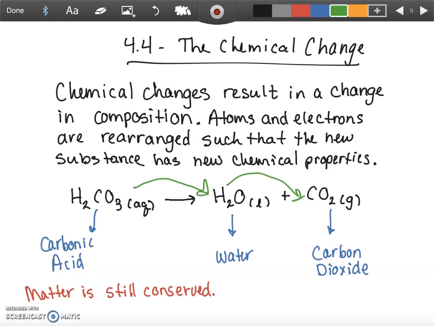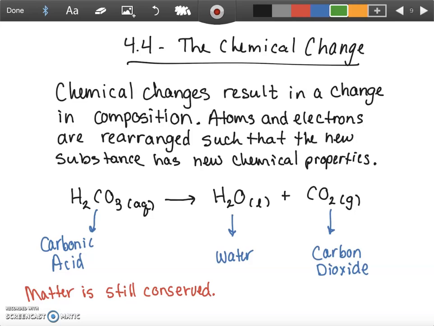You can see that on the product side of this reaction, we have two completely new substances, okay, that are totally different from the original reactant, which was carbonic acid. Okay, this is the chemical change.